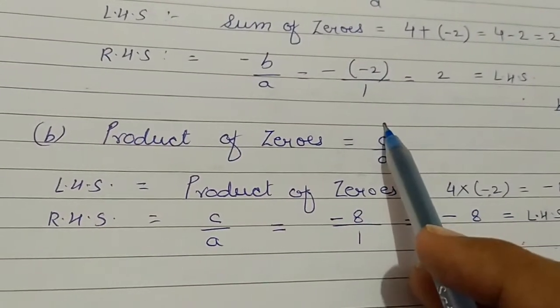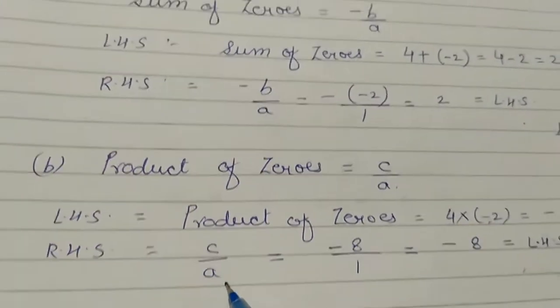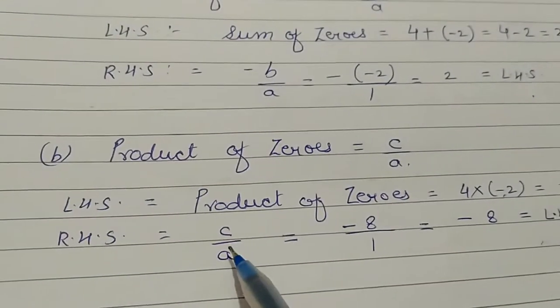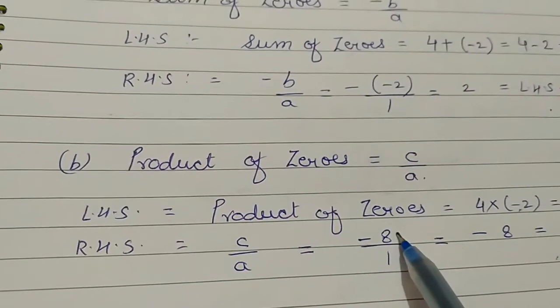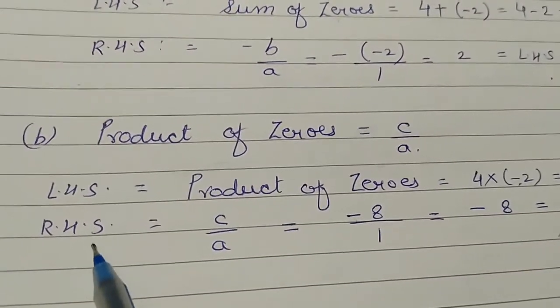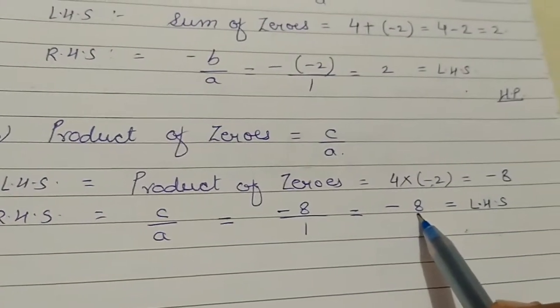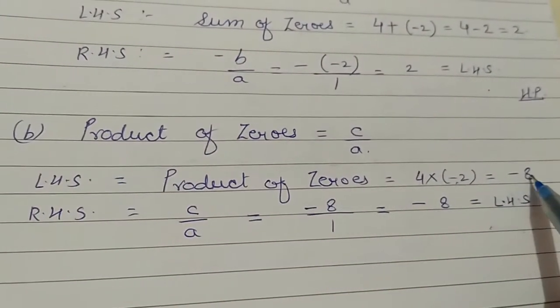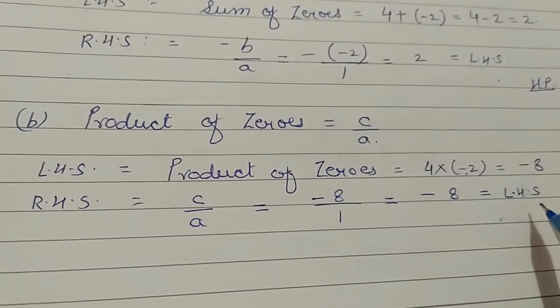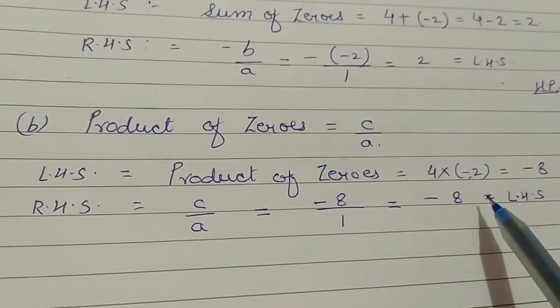Right hand side of this relation is c by a, and the value of c is minus 8 and the value of a is 1. This is equal to minus 8. That means right hand side is equal to minus 8 and left hand side is also equal to minus 8. So our relation is proved.